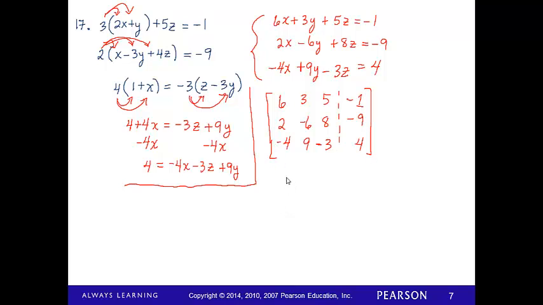Okay, so once you have your augmented matrix, go ahead and input it into your calculator. So get inside your matrix menu, scroll over to edit, and then hit enter. This has 3 rows and 4 columns, so it's a 3 by 4. And let's go ahead and input this into our calculators.